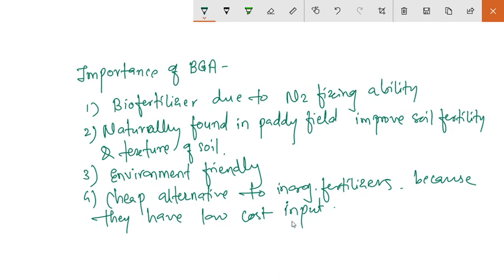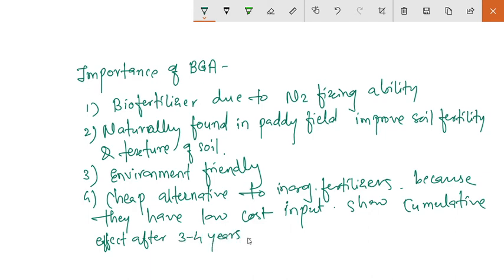Okay, and they show cumulative effect after 3 to 4 years. ओके, 3 ते 4 वर्षानंतर त्या ठिकाणी ते परिणाम दाखवायला लागतात. तोपर्यंत फार त्या ठिकाणी फरक जाणवत नाही.